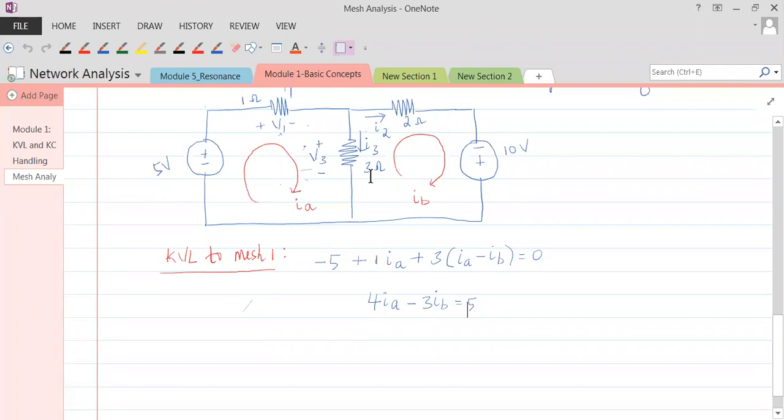Okay, now can you do the same with mesh 2? Everybody, KVL to mesh 2. Take that, everybody. KVL to mesh 2.